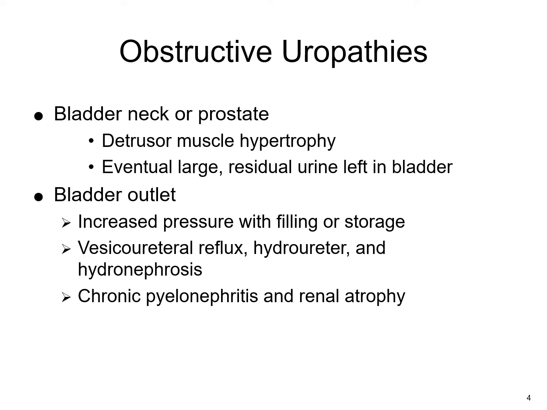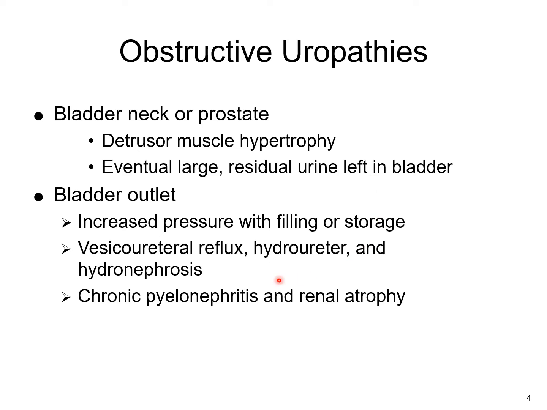The types of obstructions can vary. It could be the bladder neck itself that is the problem. You know how you have the bladder and then below that you have the prostate, right? So that could be the problem. It's lower in the urinary tract, and then the detrusor muscle hypertrophies, and the end result is that you end up with a residual amount of urine being left in the bladder. So you're going to look at your anatomy once again so you can follow all of this.